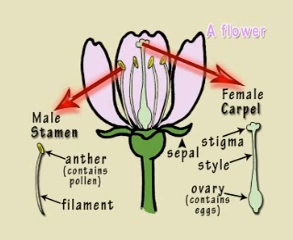Other parts of the flower include the sepal, which protects the flower when it is a bud, and petals, which are often brightly coloured to attract insects to the flower.